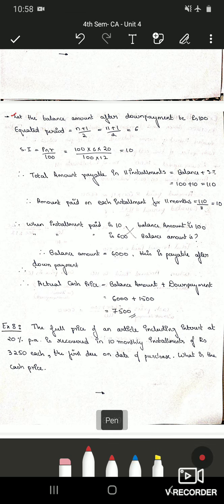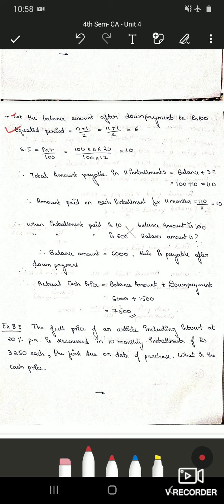So there is another method. You can use this and simplify. So what is this? Let the balance amount after down payment be rupees 100. So if from the cash price you subtract the down payment, you will get the balance amount. Because we don't know the cash price but we know the down payment, we have assumed the balance amount to be 100 rupees.